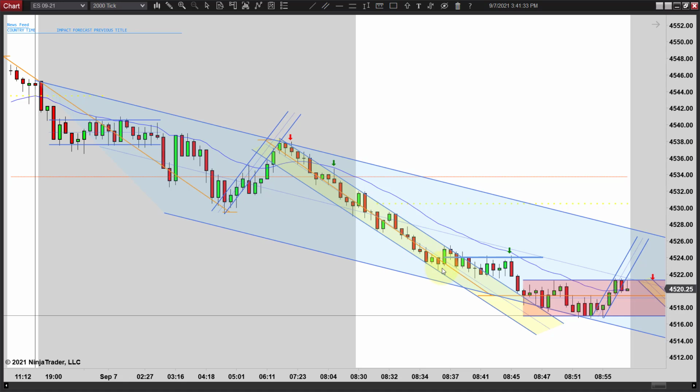It just keeps going lower. I don't think it's worth trying to enter any of these others at this point because you're having to go short right at the lows every time, and that's just never a good idea. And then finally we kind of bottom out here.